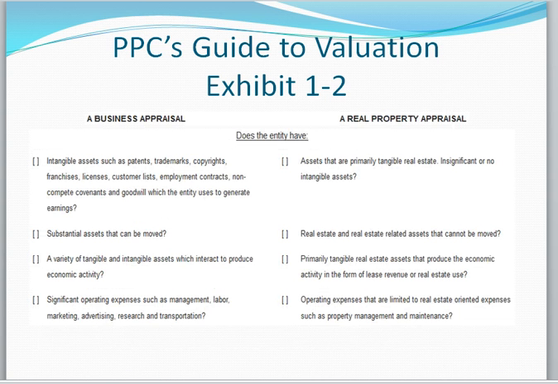And the last group of questions you can ask is, does the entity have intangible assets, that's patents, trademarks, copyrights, and so on, or are the assets primarily tangible real estate? So if my main assets are real estate, then it's pretty obvious. Can these assets be moved? Or can the real estate not be moved? Well, obviously, that's pretty obvious. Do you have a variety of tangible and intangible assets which interact to produce economic activity, or is it primarily tangible real estate assets that produce economic activity in the form of lease revenues? Are there significant operating expenses such as management, labor, marketing, advertising, or are the operating expenses limited to real estate?